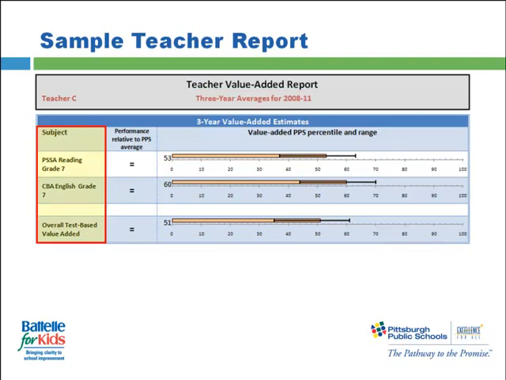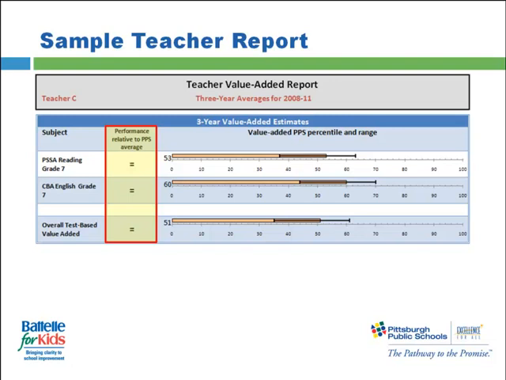Teacher C is receiving value-added information for the following subjects: PSSA Reading 7, CBA English 7, and an overall test-based average percentile. The performance relative to PPS average column indicates if the teacher's contribution is below, equal to, or above the average teacher contribution in the district. In this case, Teacher C's contribution to the learning of his or her students in PSSA Reading, CBA English, and overall is equal to or not significantly different than the average teacher contribution in the district.